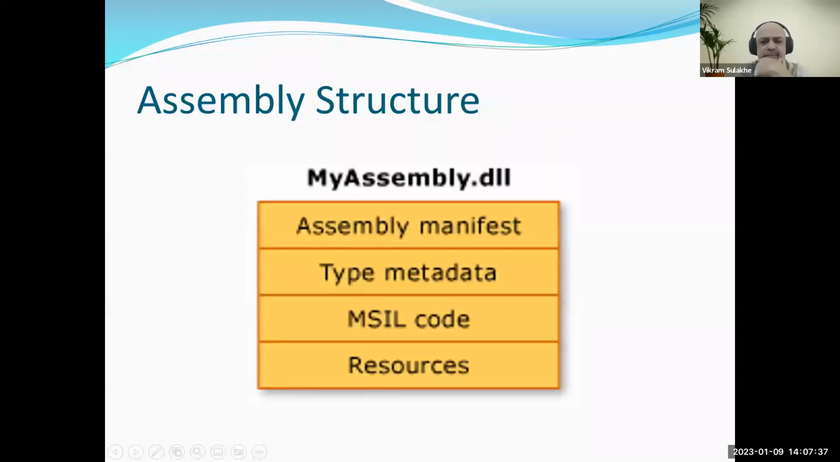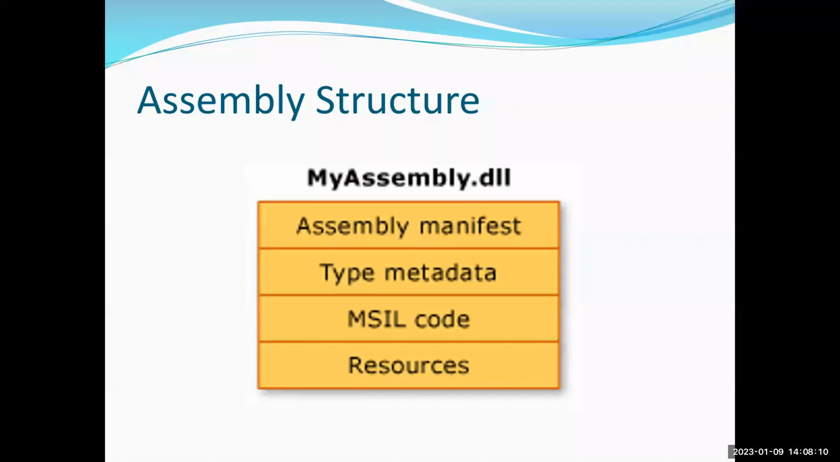All right, let's take this further. We saw that when you compile your code, you get an assembly. An assembly is a unit of compiled code. So I'm going to go into the structure of an assembly. What does an assembly consist of? There are 4 major elements in an assembly. Let's look at the third one first: MSIL code. Does that ring a bell? What is MSIL?